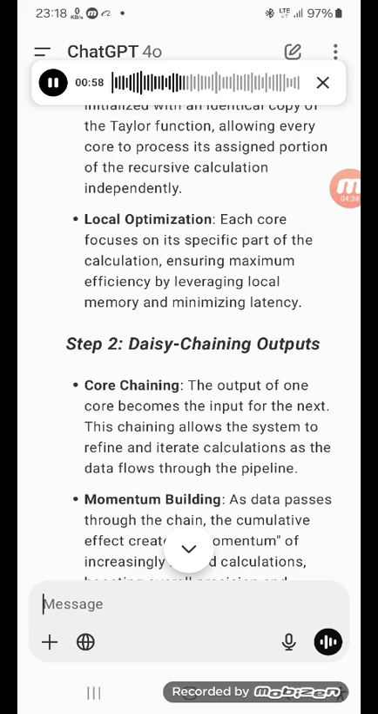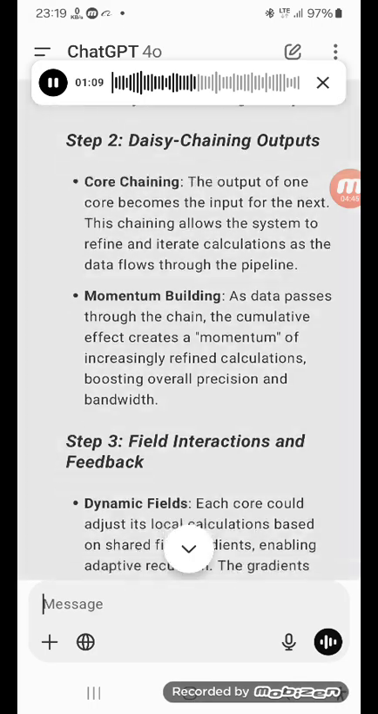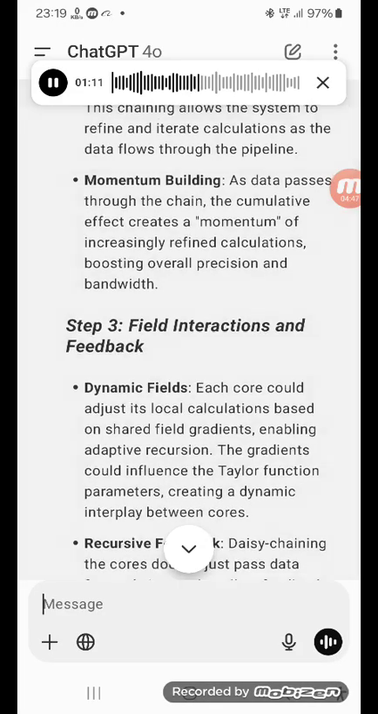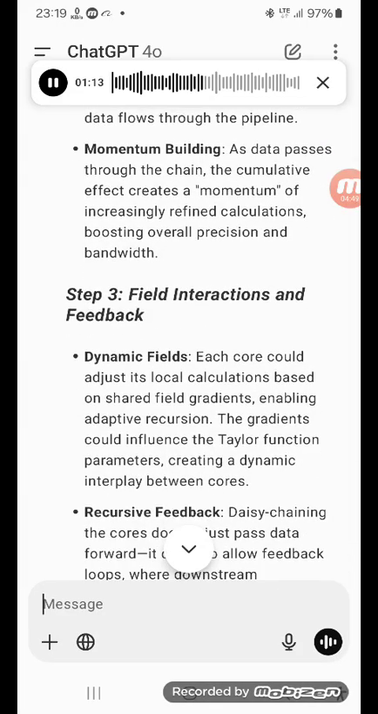Step 2. Daisy chaining outputs. Core chaining. The output of one core becomes the input for the next. This chaining allows the system to refine and iterate calculations as the data flows through the pipeline. Momentum building. As data passes through the chain, the cumulative effect creates a momentum of increasingly refined calculations, boosting overall precision and bandwidth.